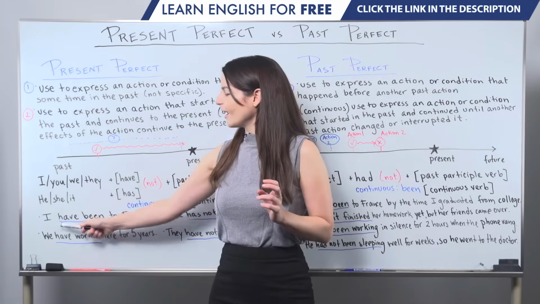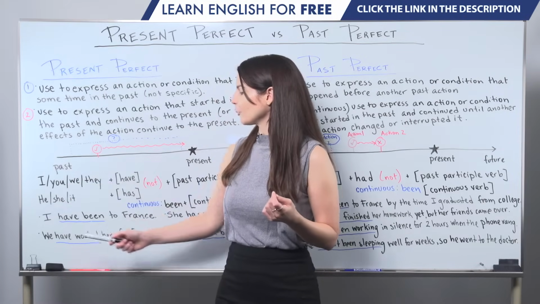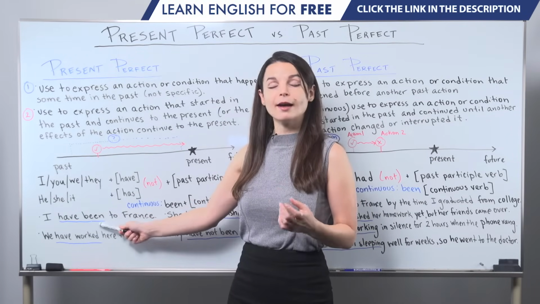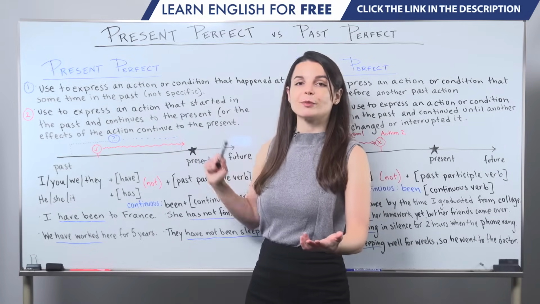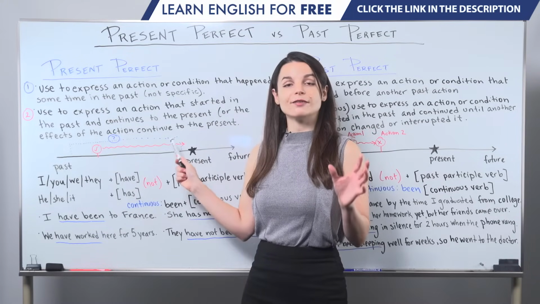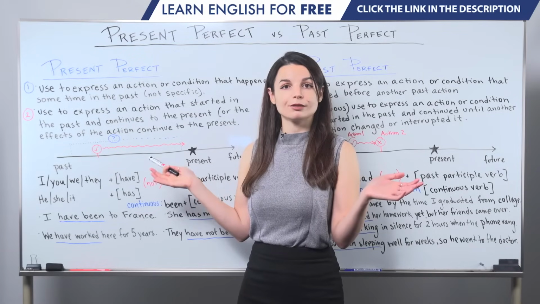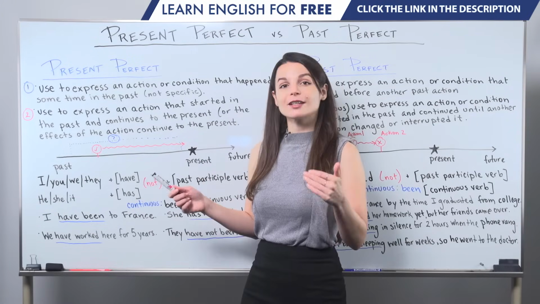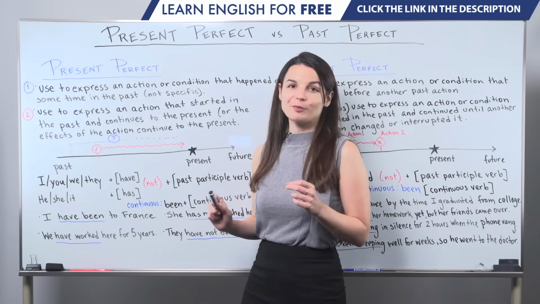First sentence. I have been to France. Here my subject is I. We follow with have. Past participle verb is been. So be becomes been. I have been to France. This sentence reflects use number 1 of present perfect tense. So the speaker here is talking about general life experience. I have been to France. When? It's not important. Or maybe they don't remember. They were very young. But they just want to express that life experience. I have been to France sometime before now. That's use number 1 of present perfect.